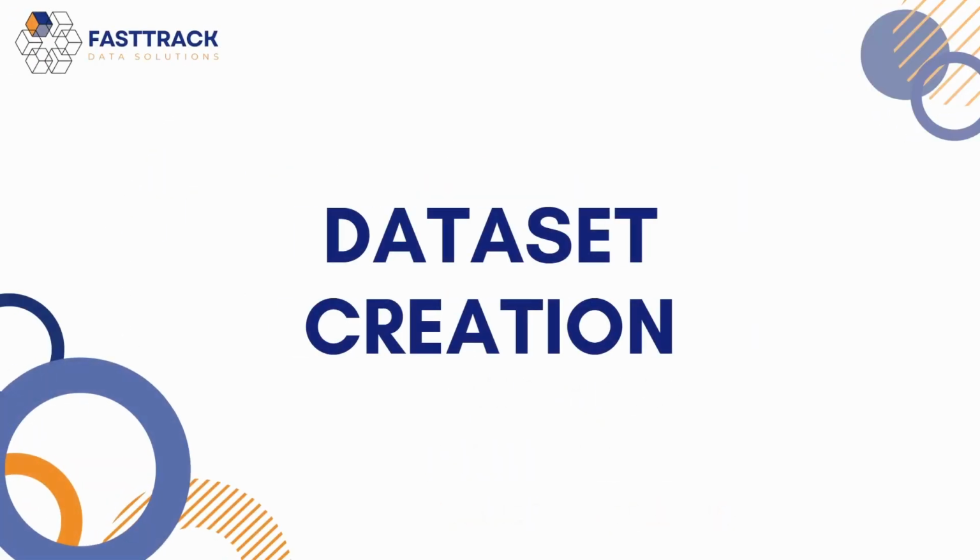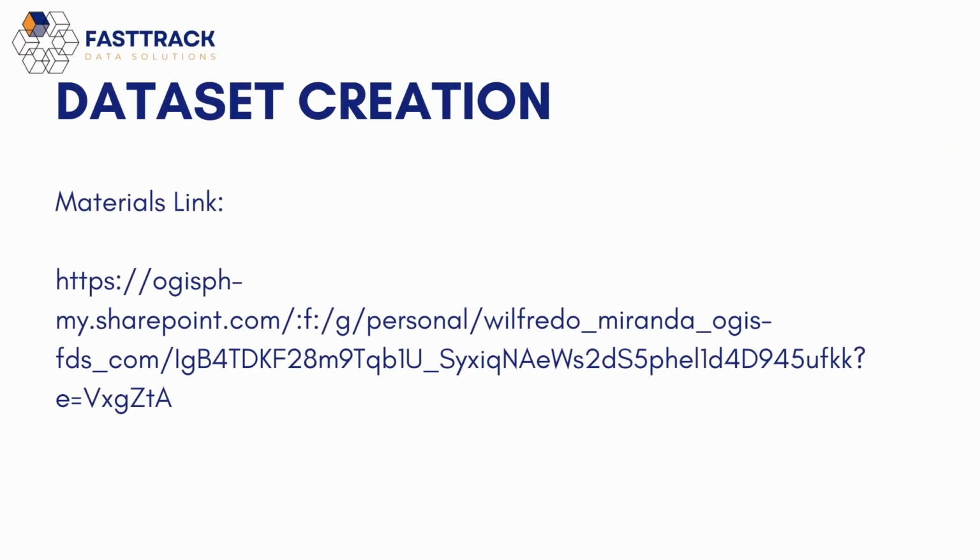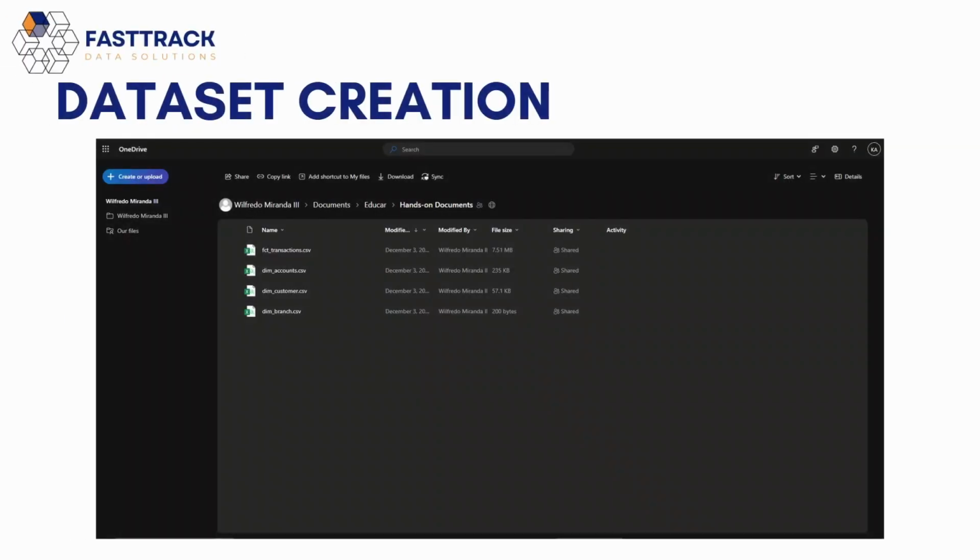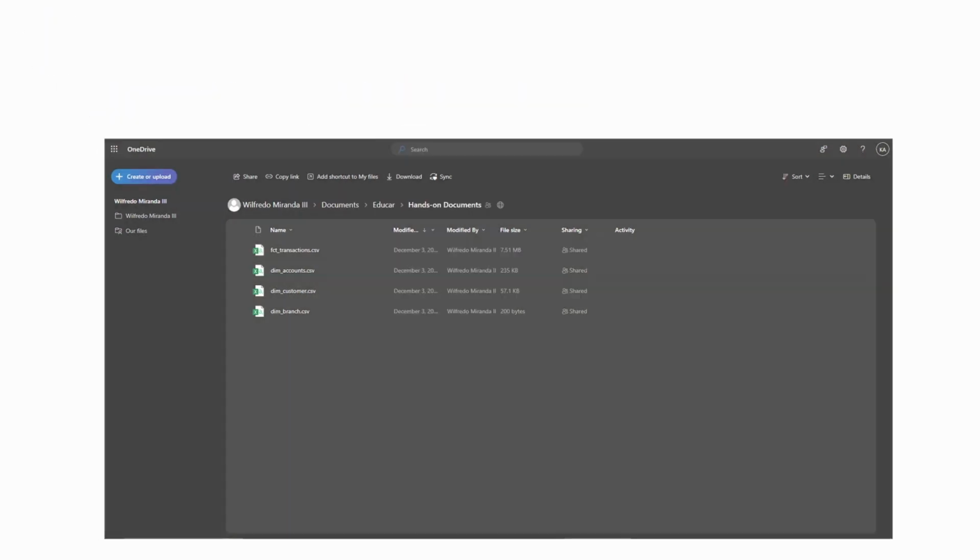Dataset creation. To begin creating the dataset, please click the link displayed on the screen. This link will take you to the location where you can download the raw data files needed for this activity. Take a moment to access the link and download all the files provided. On this slide, you'll see a preview of what these files look like inside the folder, so you can easily verify that you have the correct data before proceeding.